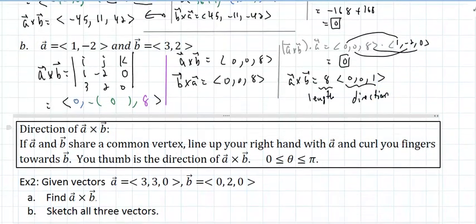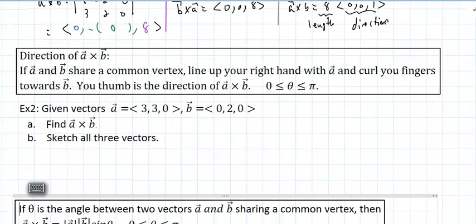Now, the direction of A cross B is very important. There's a right-hand rule. It says if A and B share a common vertex, and the angle between them is between 0 and 180, line up your right hand with vector A, the vector that comes in first, and curl your fingers toward vector B. Your thumb is the direction of A cross B.